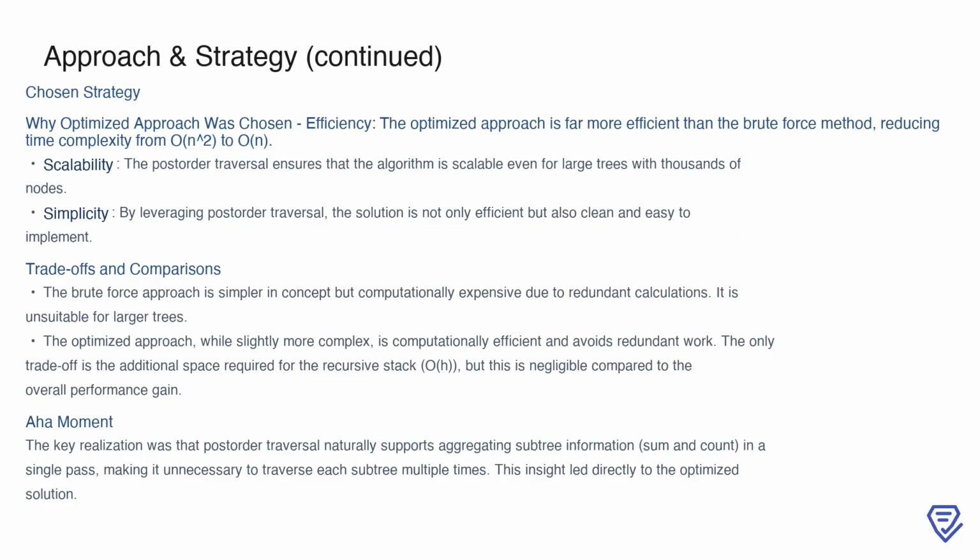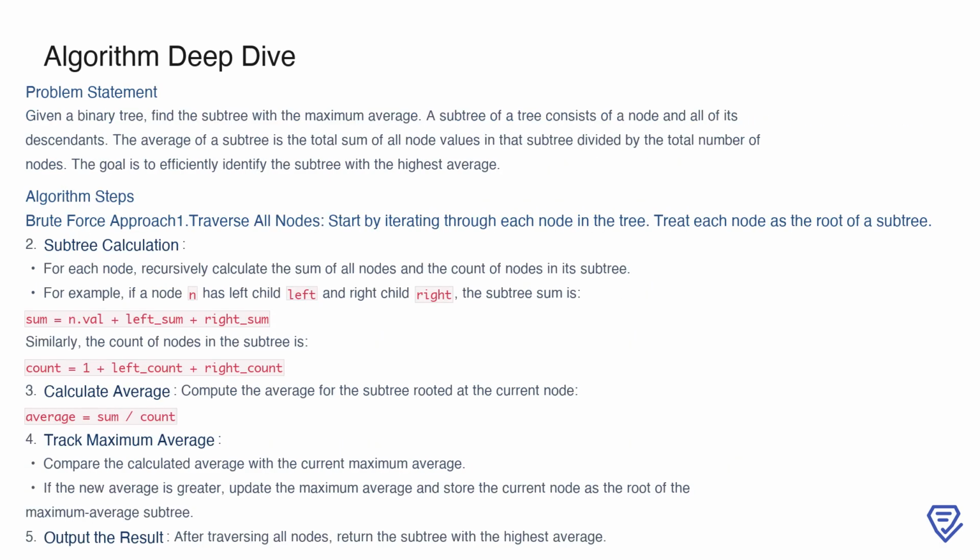In this problem, we are tasked with finding the subtree in a binary tree that has the highest average. A subtree consists of a node and all of its descendants, and the average is calculated as the total sum of all the node values in that subtree divided by the total number of nodes. To solve this, we first examine the brute force approach.